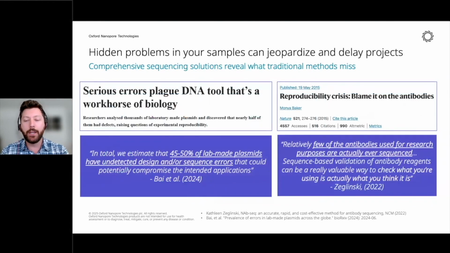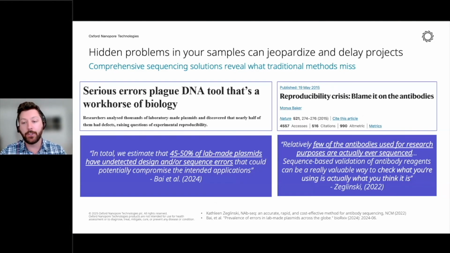So the need for comprehensive sequencing isn't just theoretical. When it comes to high-value biological materials, what you're missing can truly matter. Hidden errors in samples can jeopardize entire projects, they can compromise reproducibility, and delay time to market, often without users even knowing they're there until it's too late. So let's take an example. A recent study with Bai et al. analyzed thousands of lab-made plasmids and found that nearly half contained undetected sequence or design errors.